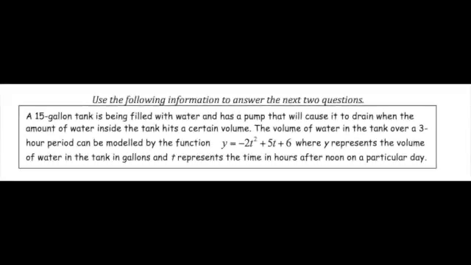A 15-gallon tank is being filled with water and has a pump that will cause it to drain when the amount of water inside the tank hits a certain volume. The volume of water in the tank over a 3-hour period can be modeled by the function y is equal to negative 2t squared plus 5t plus 6, where y represents the volume of water in the tank in gallons and t represents the time in hours after noon on a particular day.